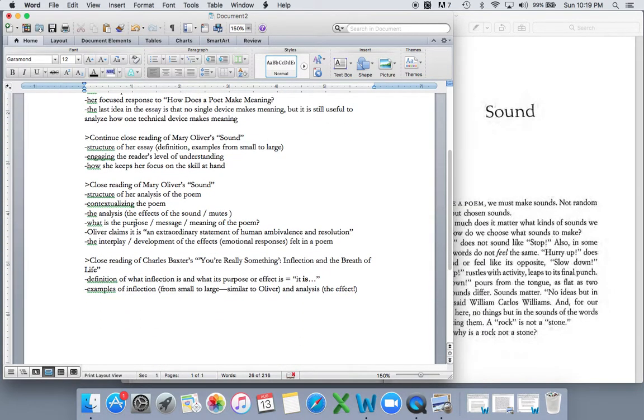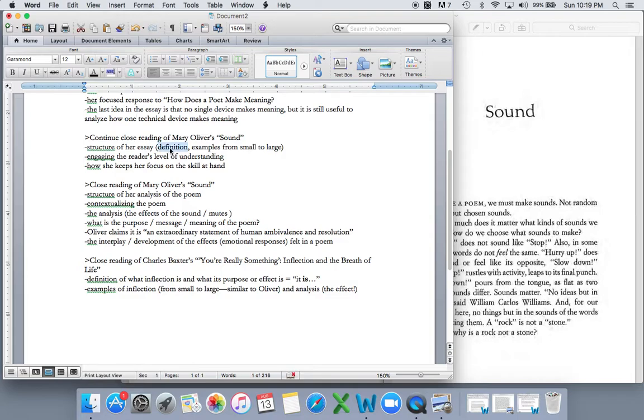Now, the next two things I want to talk about are first, the structure of her essay, where her definition section is, how she chooses examples, and then we're going to move on to the inclusion of the poem as one of her examples and talk about how she even structures her analysis of the poem. And then we'll move on to Baxter from there. So, we're going to look at how she starts the essay with definition.